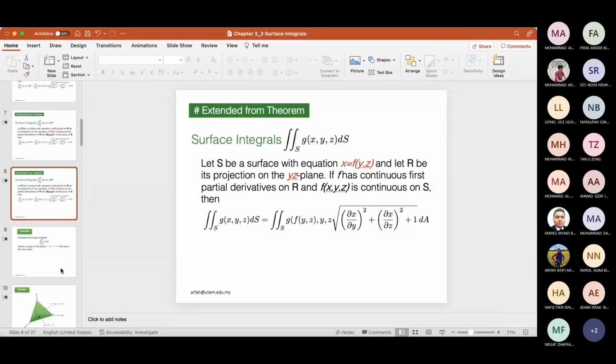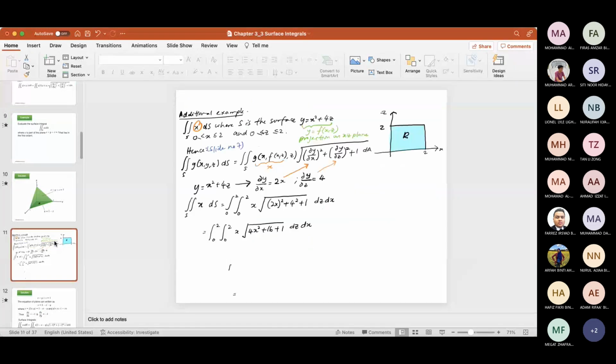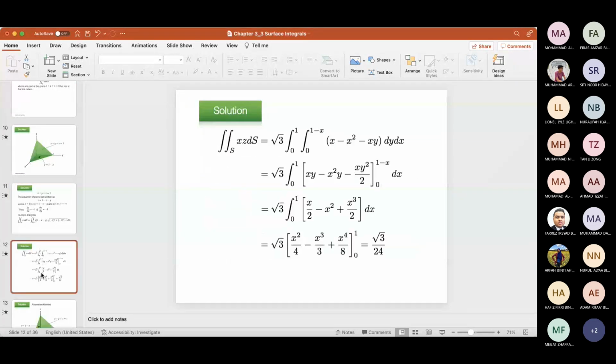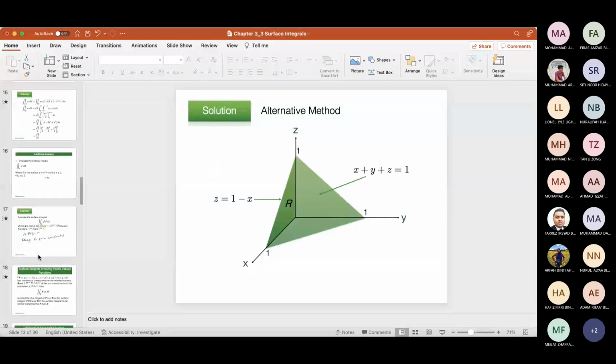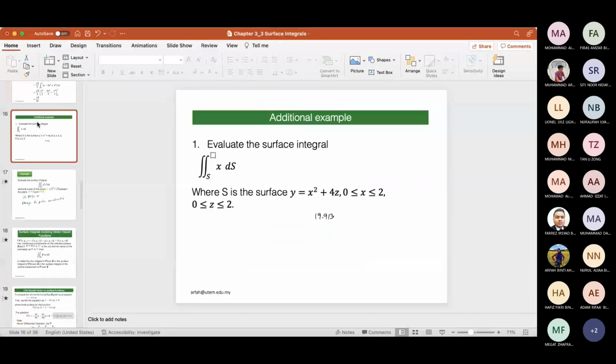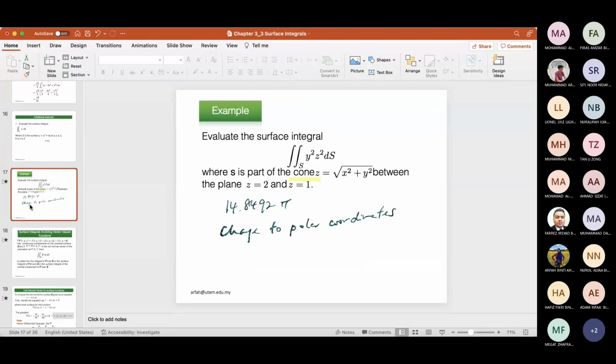So we have taken a look at this example and this example as well, and this other example you can try by yourself. That is the jawapan akhir, 14.8492 pi. In this case, you have to change the integration into polar coordinates because the associated solid is in terms of a cone. So we have one in terms of a circle, so it will be easy for you to do the integration with respect to polar coordinates theta.